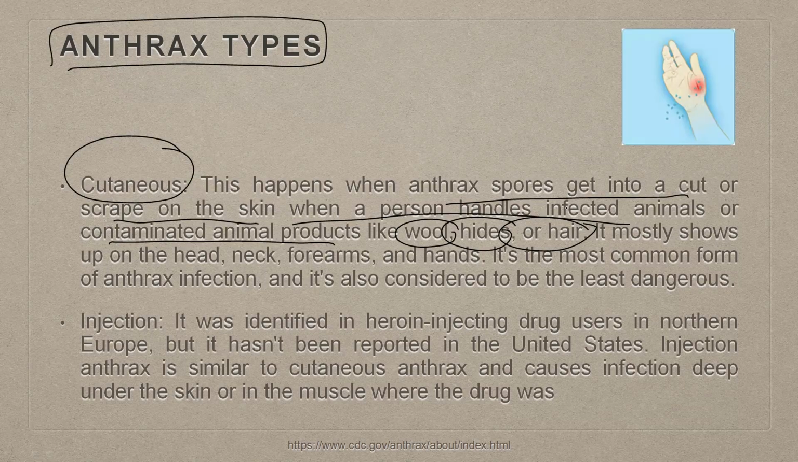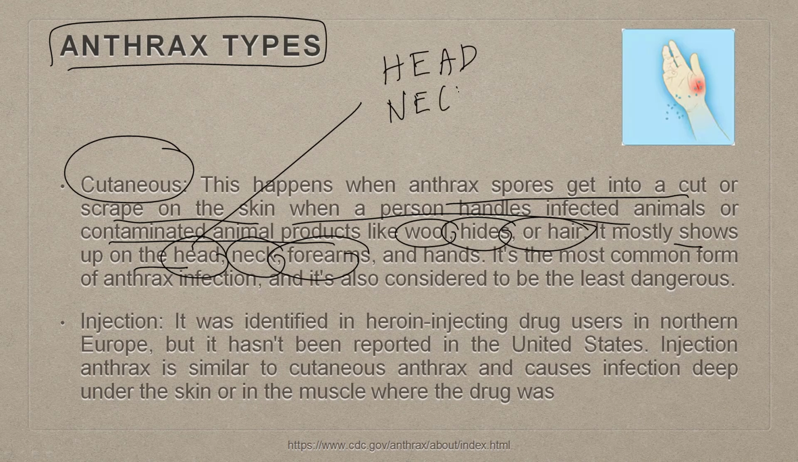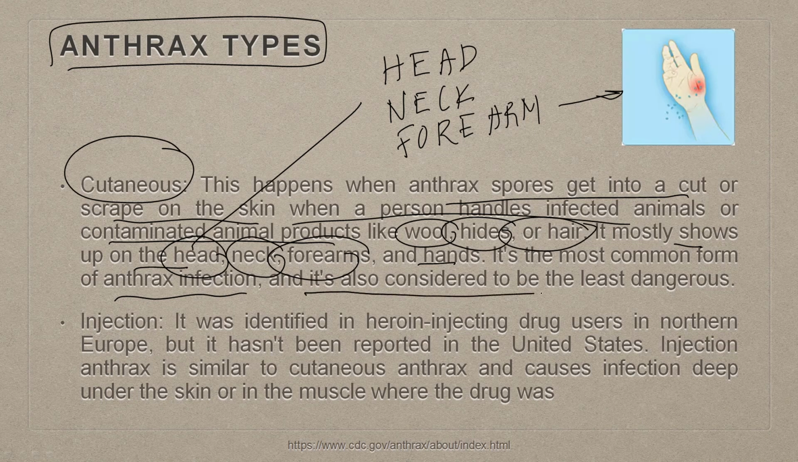Anthrax spores enter through the cut or the wounds or any other exposed part from where the microbe can get access to the intracellular fluid of your body. It mostly shows up in the head, neck and the forearm. Remember, head. This is where your symptoms are going to come. The example shown is of the forearm and hands. It is the most common form of anthrax infection and is also considered to be the least dangerous.